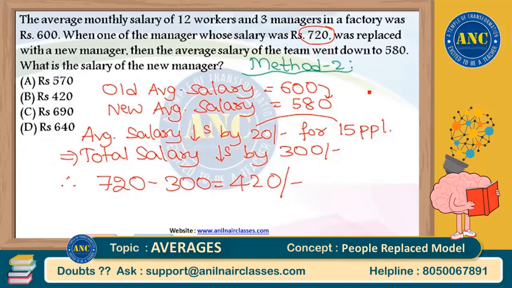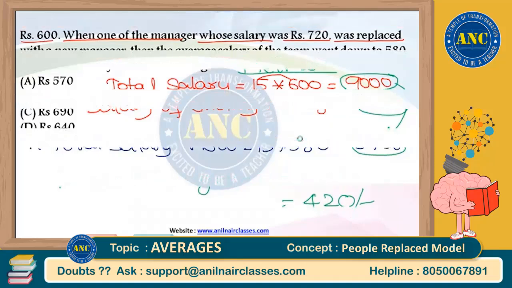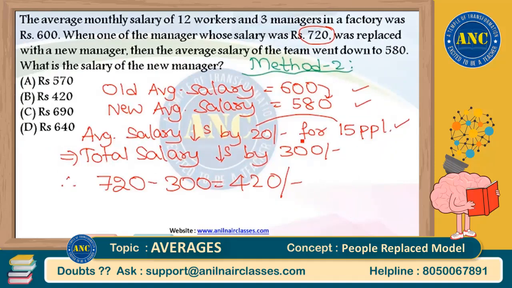This method does not involve too much bigger calculation. See method 1. Method 1 involves 15 into 600, 15 into 580. It involves calculation. Although method 1 is also an easy method to solve, it still involves calculations. Please observe method 2. It involves fewer calculations and very easy calculations. So please switch to method 2 rather than method 1. I believe that my idea of solving problems is very, very clear for my students.